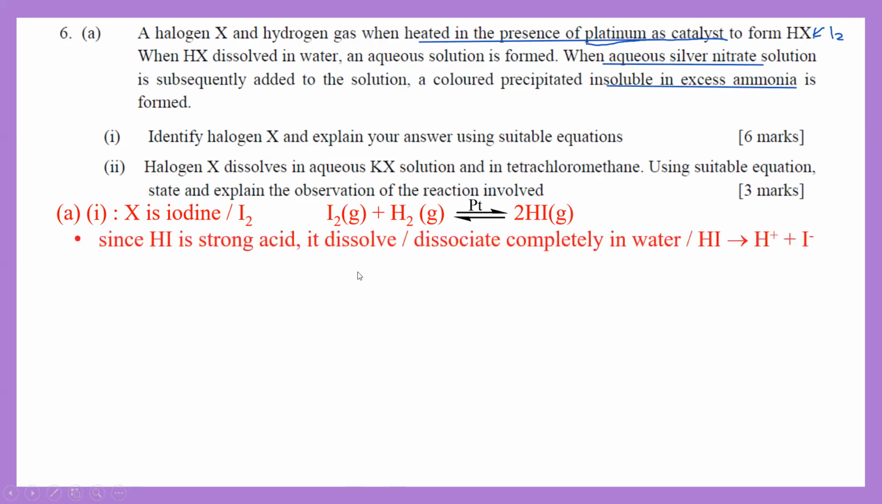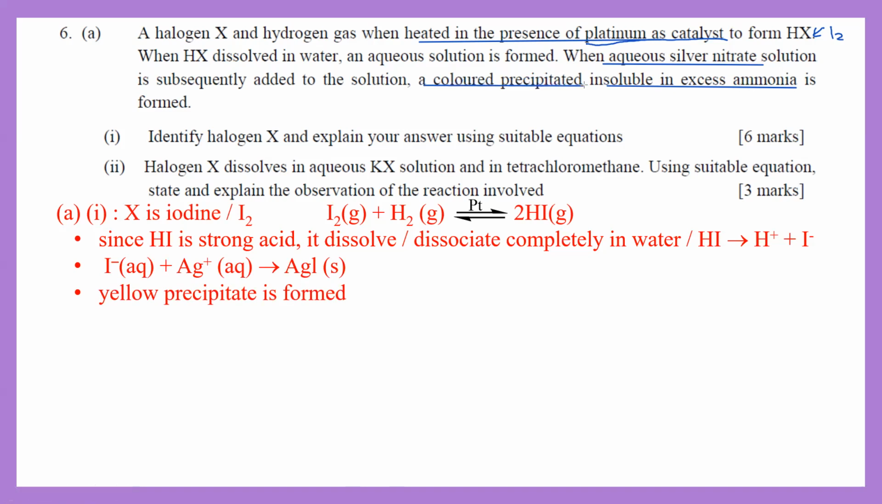Since hydrogen iodide is a strong acid, it dissociates completely in water to form H plus and I minus. I minus will then further react with the silver ion to form silver iodide, which is a yellow precipitate. The question only said colored precipitate, so you must mention what color that is. Then AgI cannot form a complex ion with NH3, and this one also you have to mention. So with that, that is all the points that you need to mention for number 1.